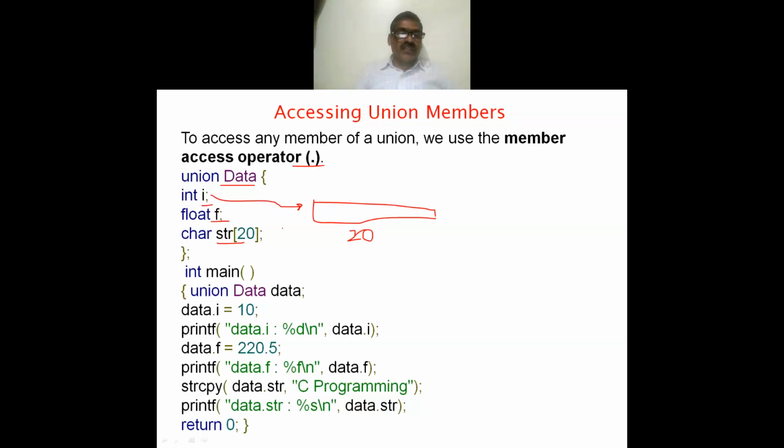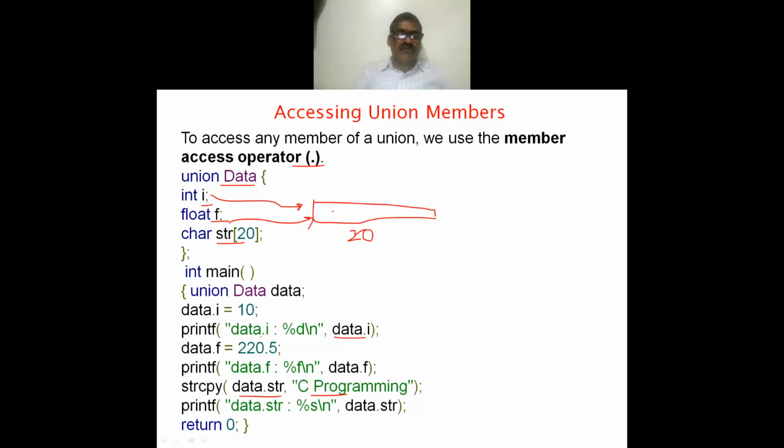Okay. So data.i equal to 10 means now this allocated memory is used by the i variable. Then print data.i, and you are going to get 10. Then data.f equal to 220.5 means now this 20 bytes of memory is used by the f data member, so you can access that. Similarly, strcpy(data.str, "C Programming"). Now this 20 bytes is used by the data member str, and now you can access that.